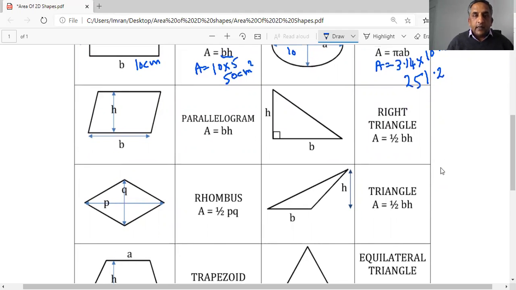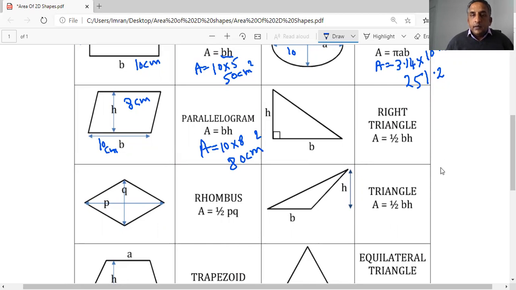How to find the area of the parallelogram? You just do base times height. So base is, for example, in this question, 10 and height is, imagine, 8 centimeter, right? So the area will be 10 times 8. 10 times 8 is 80 centimeter, and because it's area, we write centimeter square, right?